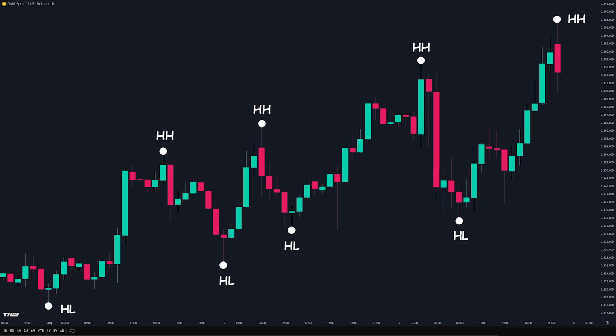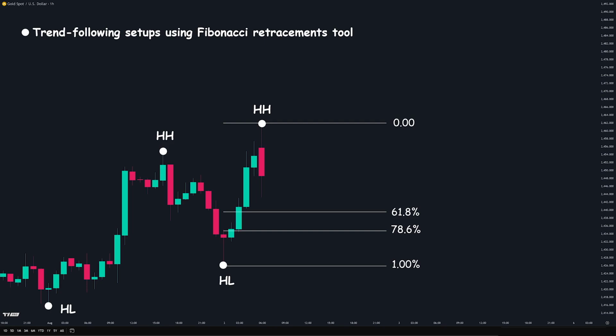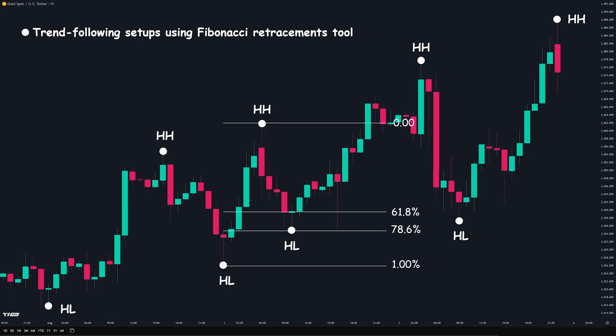One of the most effective strategies for trading gold is trend-following setups using Fibonacci retracements to pinpoint ideal entry points. To identify these entry points, we use 61.8% and 78.6% Fibonacci retracement levels. In an uptrend, look for buying opportunities when gold retraces to these levels and starts showing signs of reversing.